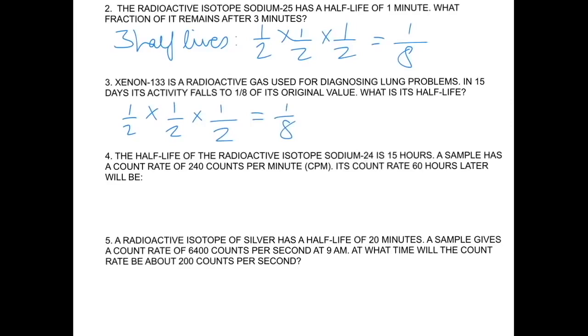So how long did it take for one half-life to occur? Well, you just need to do 15 divided by 3, and the answer is 5. So 5 days is its half-life.